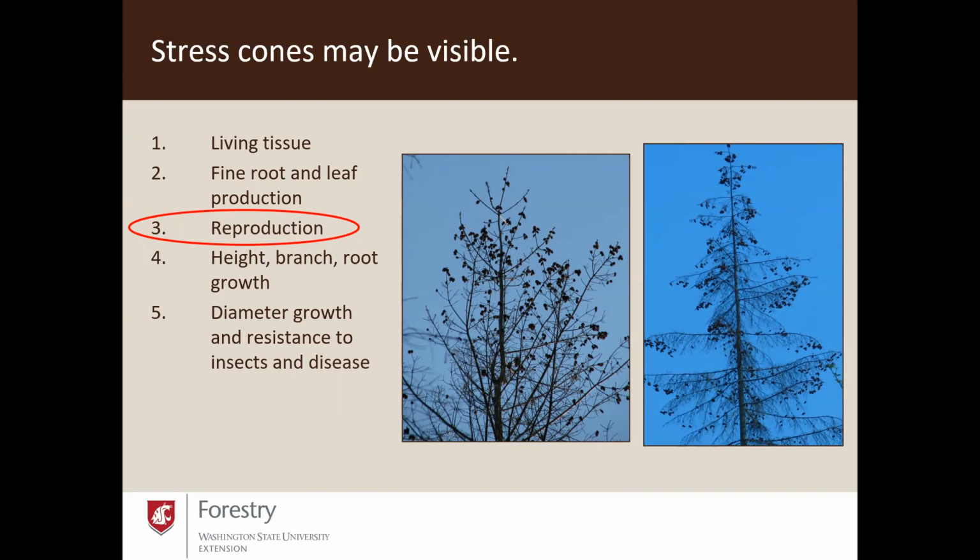Sometimes it's just a good cone year. So if you see a tree that's laden with lots of cones, it doesn't necessarily mean that tree is stressed or having any problems. It may just be a good cone year, which is cyclical. But if they're small, and usually if they're stress cones, they're also going to occur in combination with other symptoms, yellowing foliage, thinning crown, and so forth, then it's a better indication that they're stress cones.